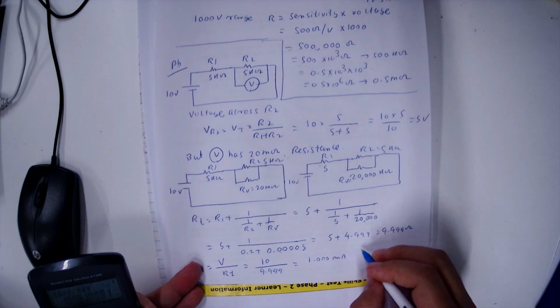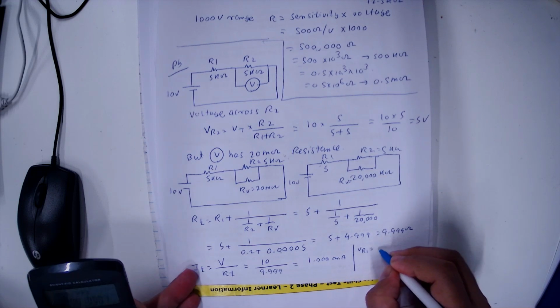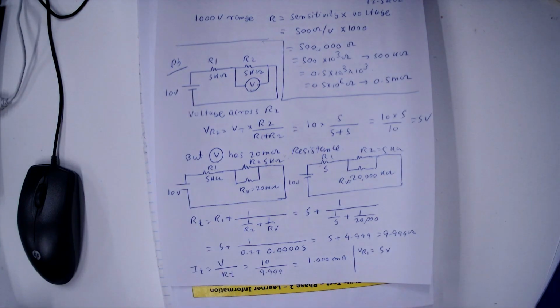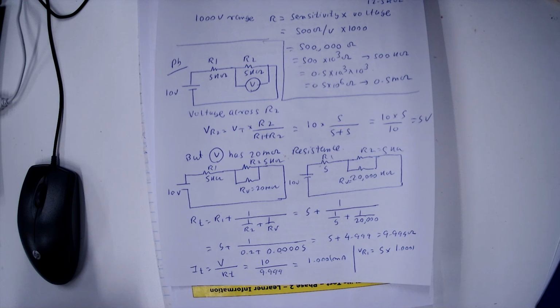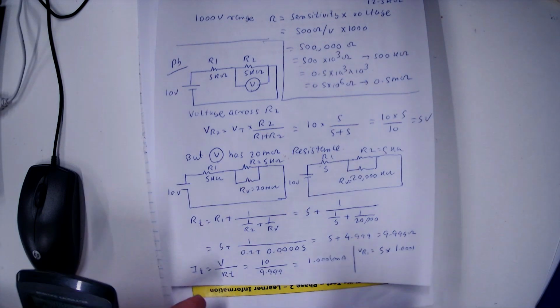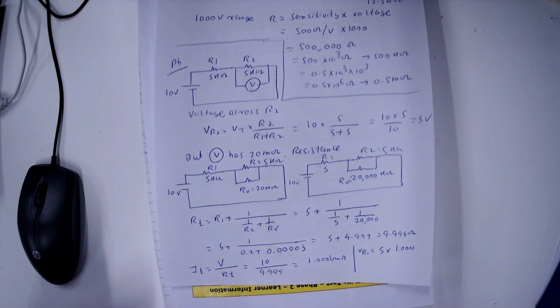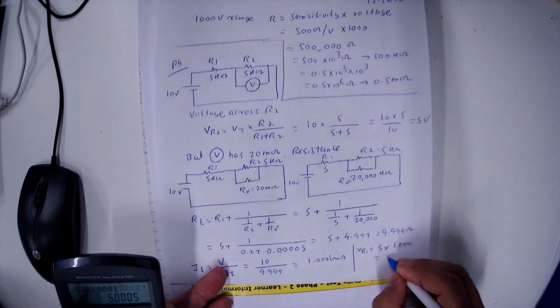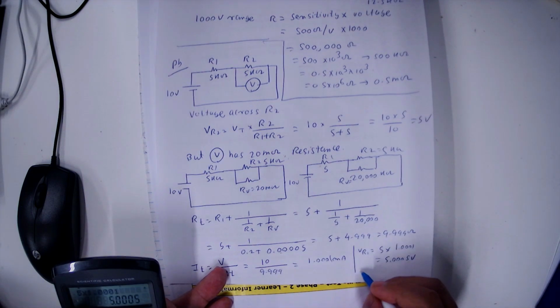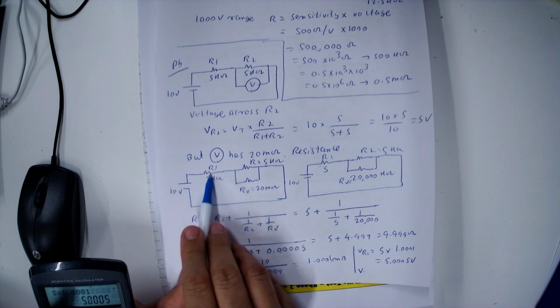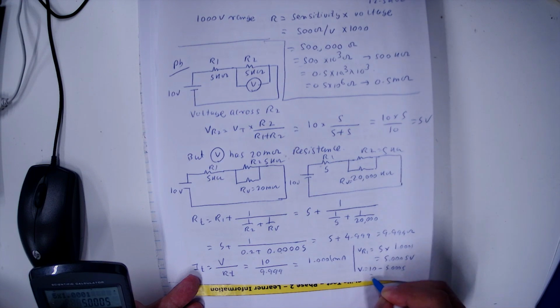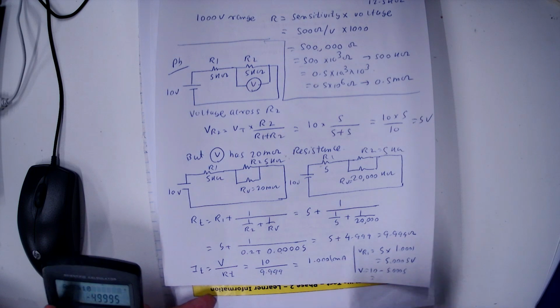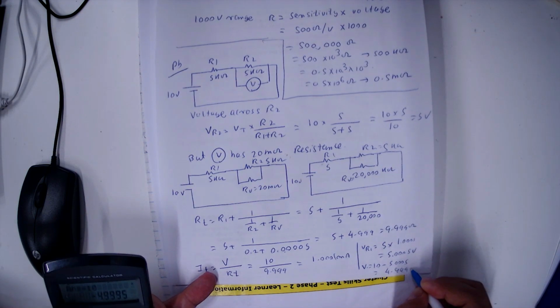So multiply with resistor R1 to get VR1. VR1 is 5 multiplied by 1.0001, so that is 5.0005. So VR1 is 5.0005, and the voltage across the meter is V total minus the resistor voltage, so 10 minus 5.0005, so you get 4.9995. So this is the way we calculate it.